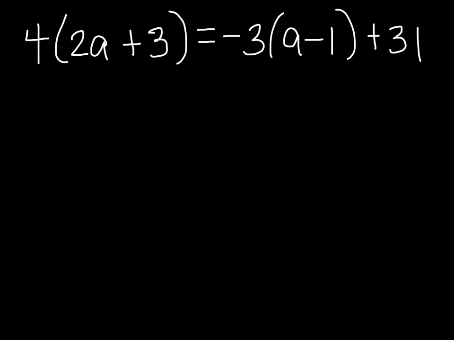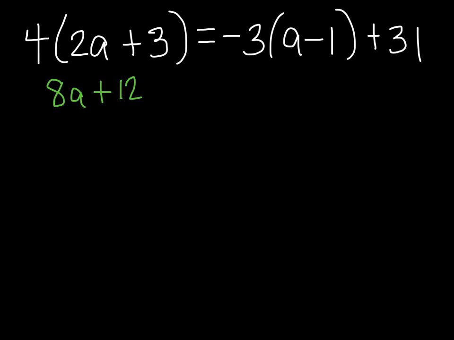All right, so remember the first thing that we have to do is look at both sides of our equal sign and handle any distribution and combining like terms. So first I'm going to go with the left side, and I'm going to say 4 times 2a is 8a, and then 4 times 3 is 12. So that's a positive 12.